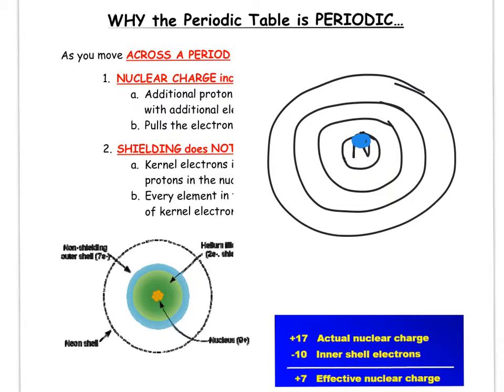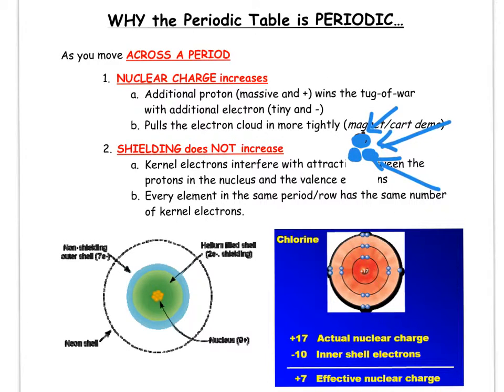When that proton pulls on these electron rings that are out here, it pulls them in towards it. As I keep adding more protons into the nucleus, the rings get pulled more closely to the nucleus. So the radius of the atom starts getting smaller. Every time you add a proton to the nucleus of an atom, the radius gets smaller. That's what we're saying right here. It's pulling the electron cloud in more tightly towards the nucleus.